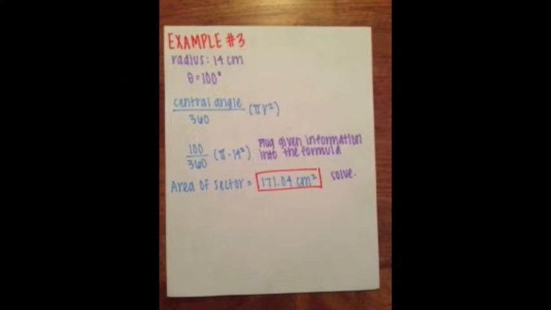Example number 3. We're given a radius of 14 centimeters and an angle of 100 degrees. We'll be using the formula central angle over 360 times pi r squared. Once we plug in our information, we get 100 over 360 times pi times 14 to the second. This will give you an area of a sector of 170.